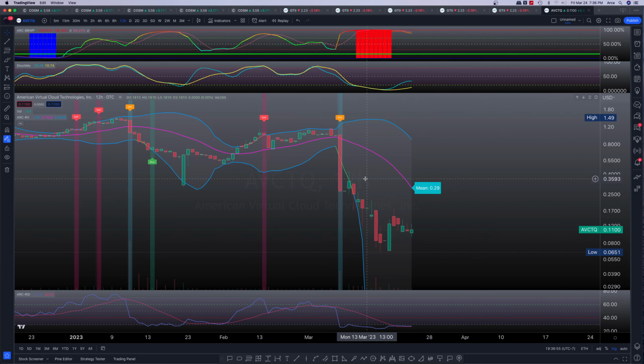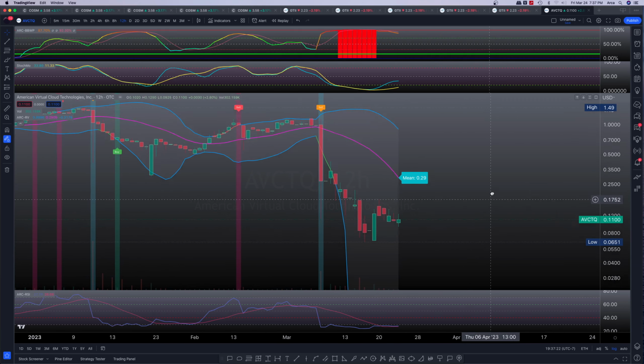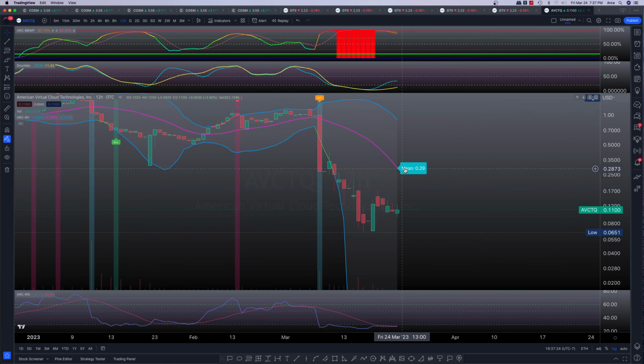Relevant to a 12-hour, this could take a few days. So there could be a mean reversion to about the 29-cent level, and this is my algo that I've recently built, the ARC reversion variant. It gives us Bollinger Bands with some long and short signals, and it also gives us the mean of the value pertinent to the current time frame. So this is suggesting a potential upside.